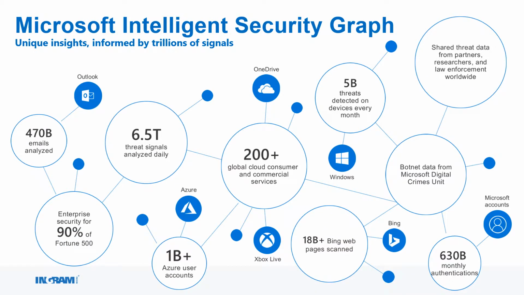The centerpiece of our investment in intelligence is the Microsoft Intelligent Security Graph. This is how we describe the way that we synthesize the vast amount of data from a huge variety of sources. 400 billion emails get analyzed by our Outlook.com and Office 365 email services every month, and 1.2 billion devices are updated monthly. We operate over 200 global cloud, consumer and commercial services, everything from Outlook.com, Xbox Live, Office 365 and Azure, and so on.